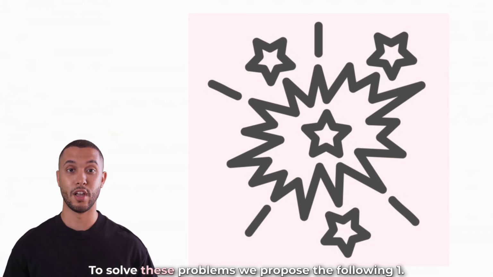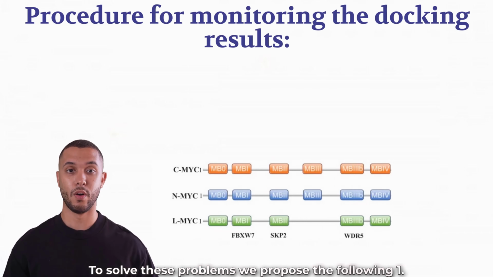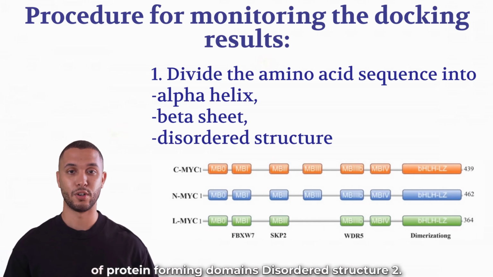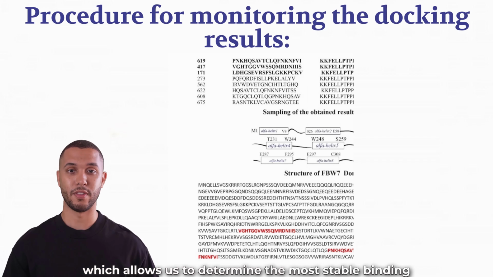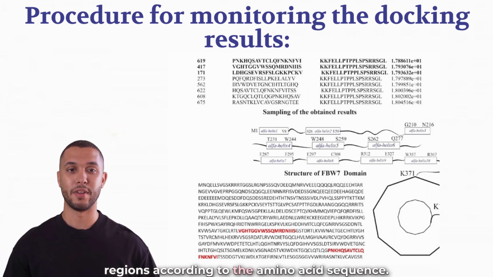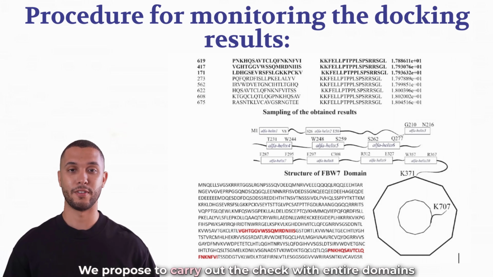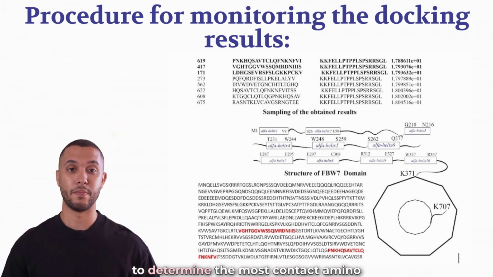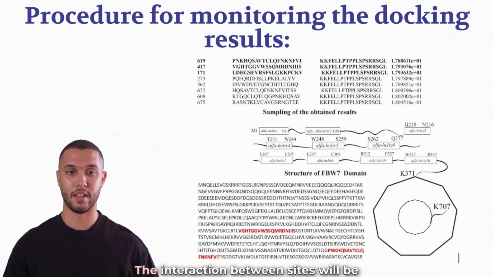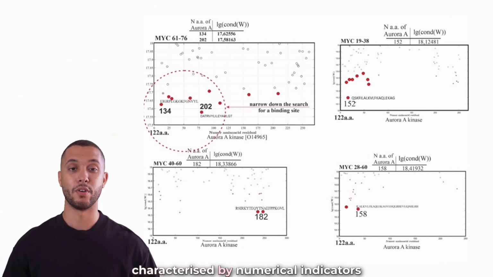To solve these problems, we propose the following methodology. 1. Use information about the structure of protein-forming domains: alpha-helix, beta-sheet, disordered structure. 2. Use the linear docking method developed by us, which allows us to determine the most stable binding regions according to the amino acid sequence. We propose to carry out the check with entire domains, and to divide the molecule into structural elements to determine the most contact amino acid sequences by the method of linear docking. The interaction between sites will be characterized by numerical indicators, which will allow for visual gradation.